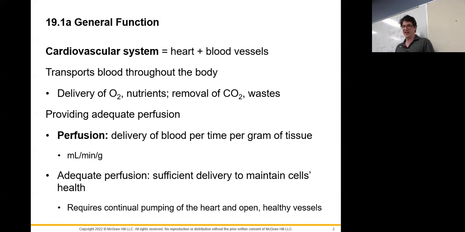We need to make sure that we have enough. If we do not have enough perfusion, this simply means that some of our tissues are not going to be getting enough nutrients. They're not going to be getting enough oxygen. They're not going to be getting enough sugar. They're not going to be getting enough fat, and so on and so on, okay? Which is problematic. That also means that they're going to have buildup of waste and all that kind of fun stuff. So we definitely don't want that.